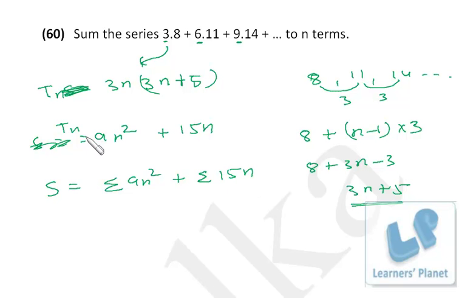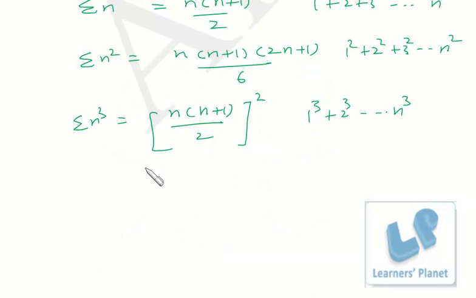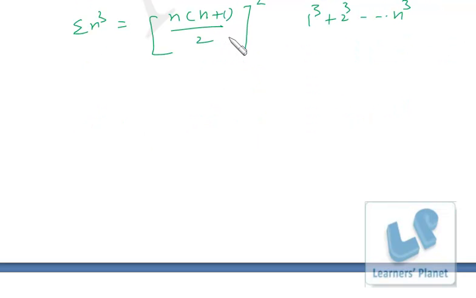Okay, so if nth term is given, you can find out the sum by taking sigma of the terms, of the expression, I can say. Now what is sigma n square? When there is a constant, you just take the constant outside the sigma. So it is 9 sigma n square plus 15 sigma n. Now sigma n square is what? That we have already seen. Sigma n square is n plus 1, 2n plus 1 by 6. And sigma n is n plus 1 by 2.